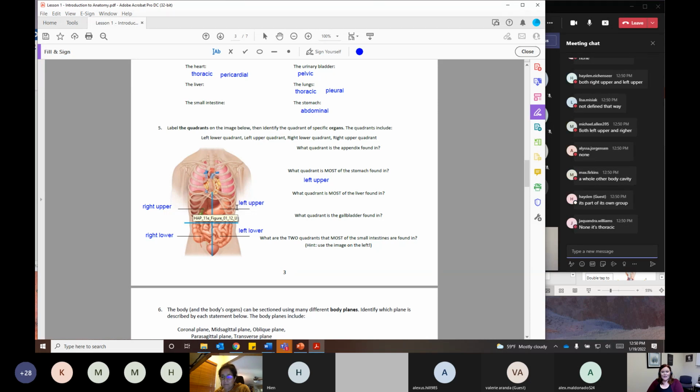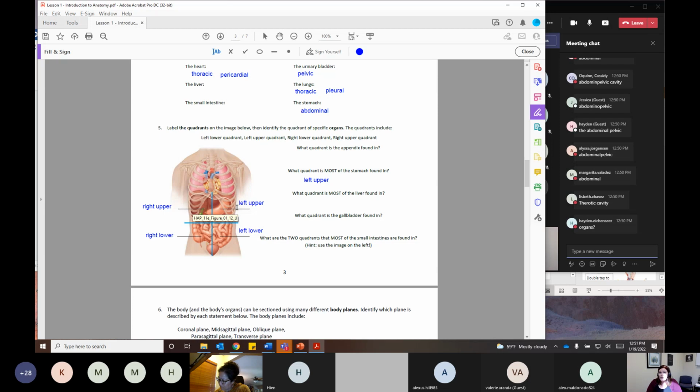Yeah, so we're chatting it out together in the chat. I love it. When we talked about quadrants, which cavity did we say that quadrants applied to? Where do we find quadrants? Yeah, it's a long one, right? It was mean for me to ask the question that way, but everyone's absolutely right. Quadrants are found in the abdominal pelvic cavity.